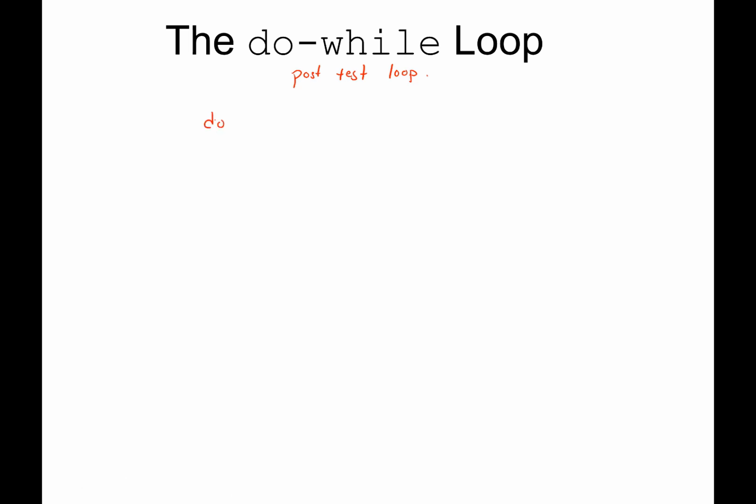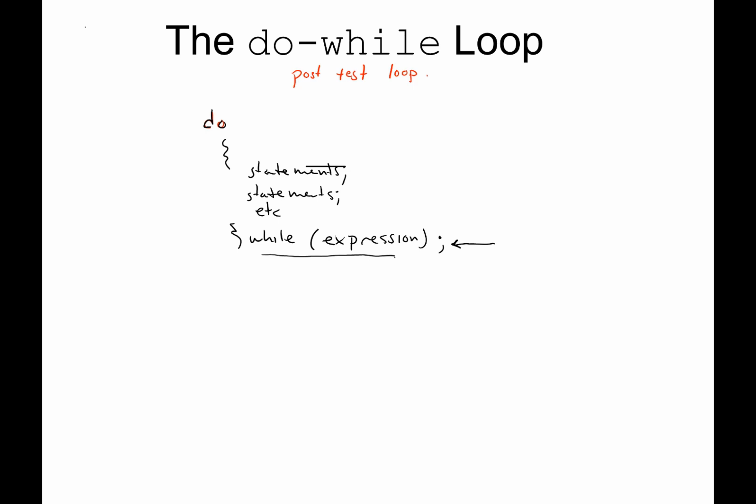So the syntax for this loop is do, and then we're going to have some statements in these curly braces. These are your statements that are going to execute at least once, and then we have while, and then we have our expression that we're testing right here. One thing with the syntax for this loop, you need this semicolon right here. Make sure to put a semicolon at the end of this while expression on your do while loop, otherwise you'll get a compilation error.